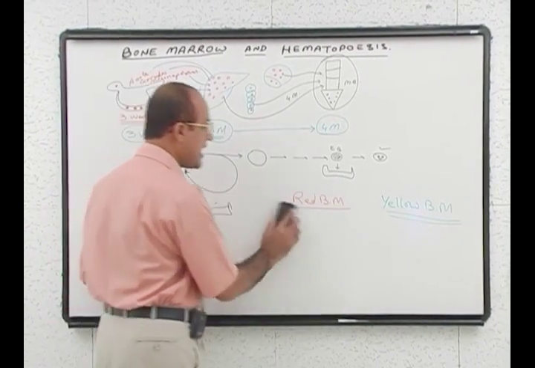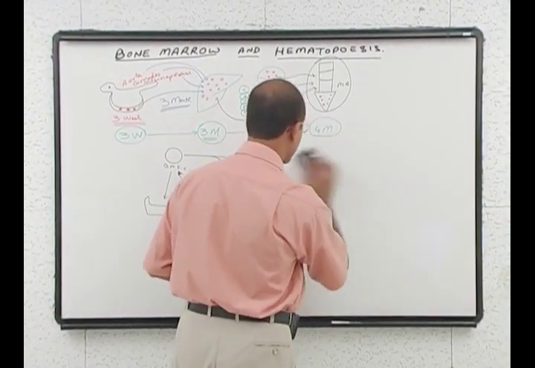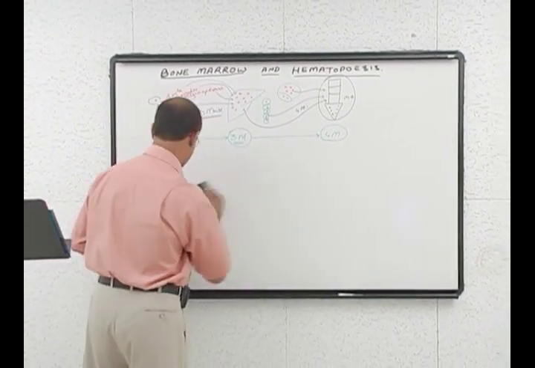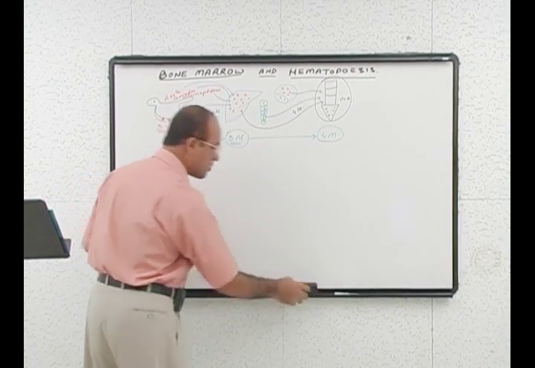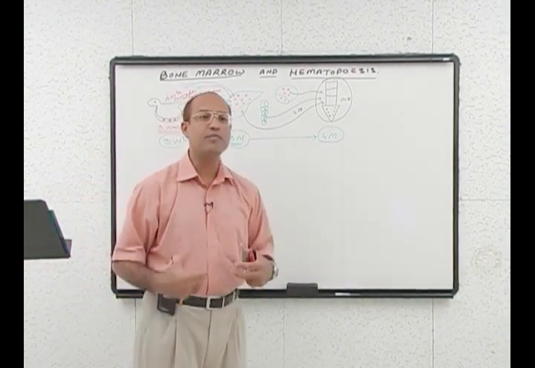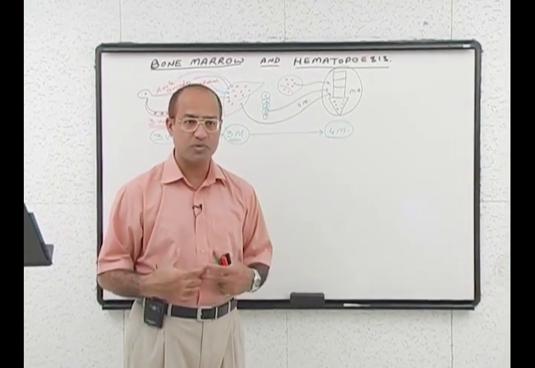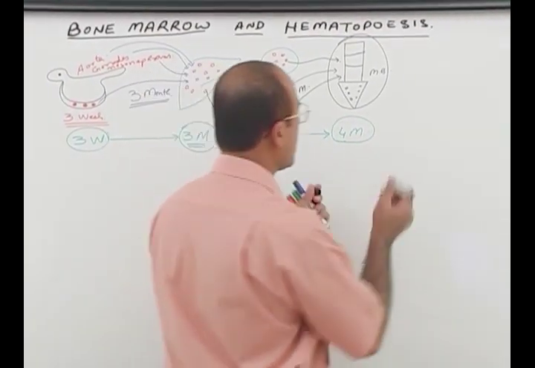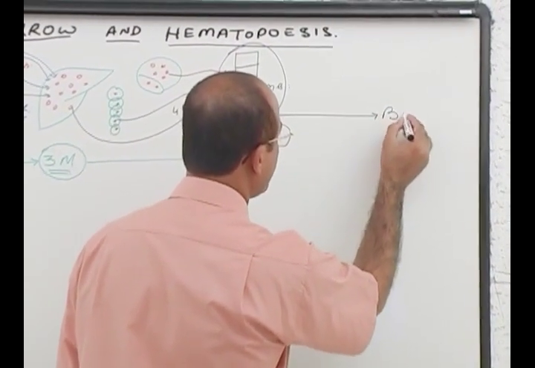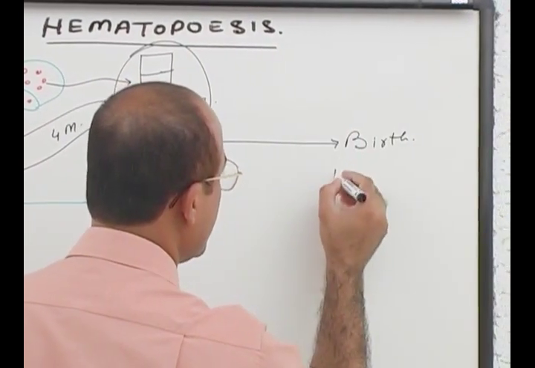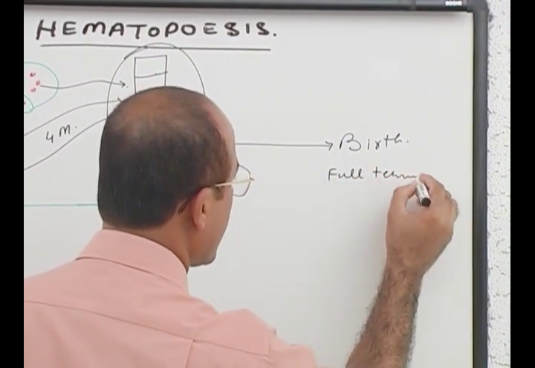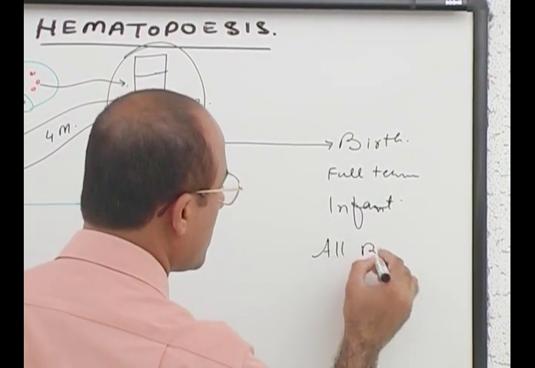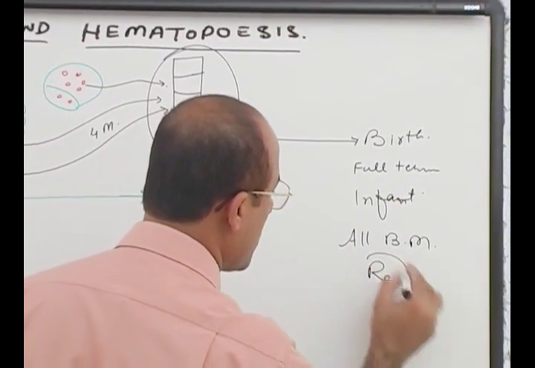Then what happens? As age increases, red bone marrow remains active only in the membranous bones. Let me tell you, first of all, that by the time of birth, in a full-term infant, all bone marrow is red. This is point number one.